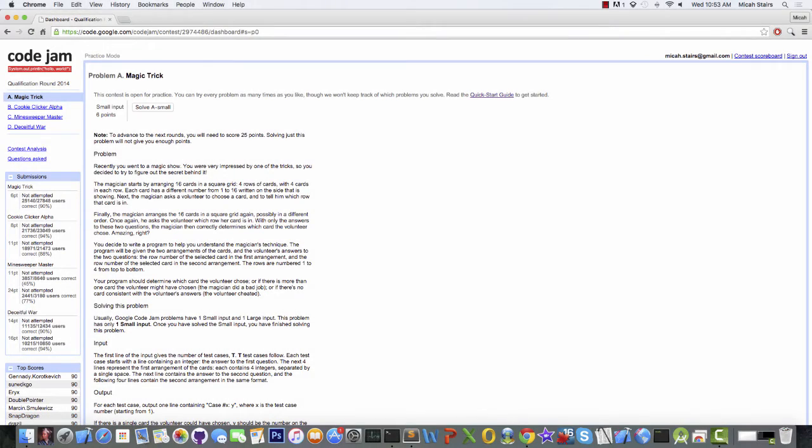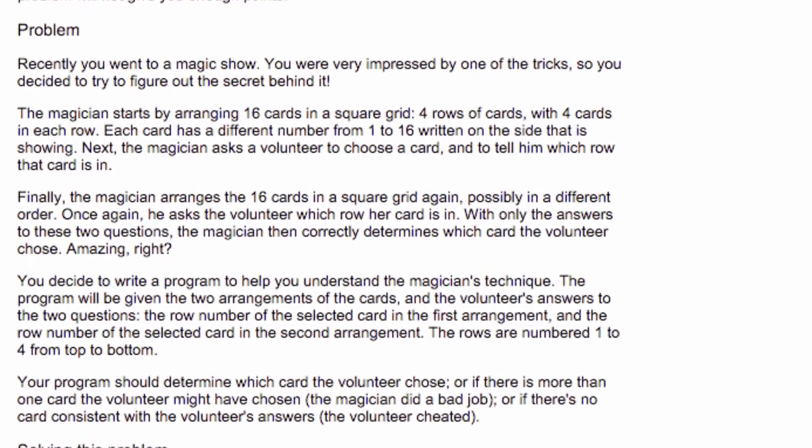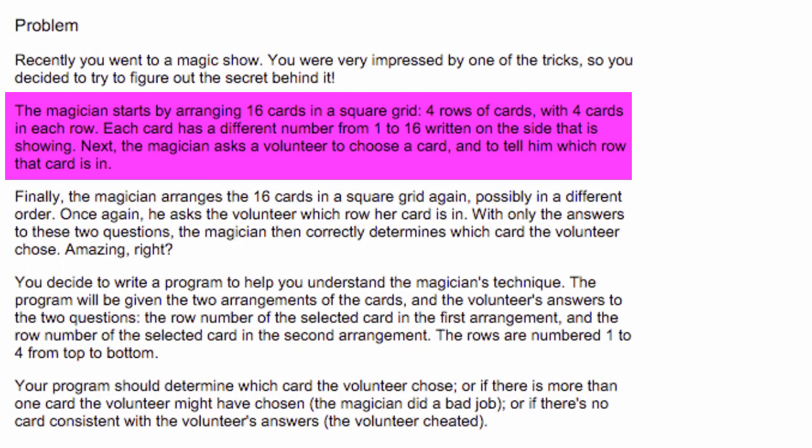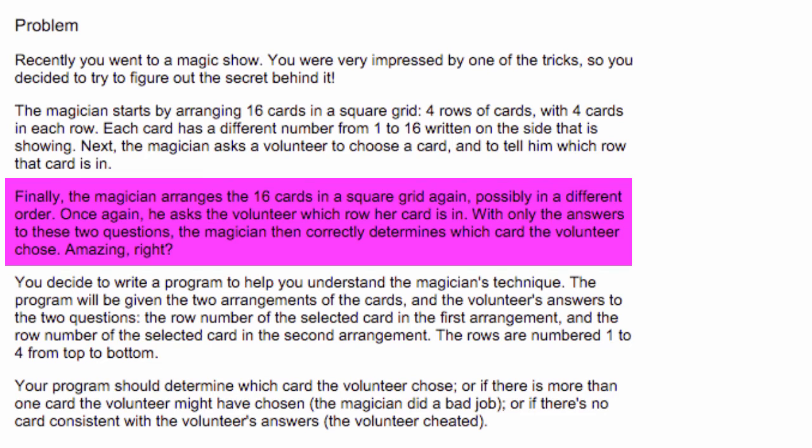Hello, today we're going to be looking at a logic problem from Google Code Jam called Magic Trick. The idea behind this problem is that there's a magician who arranges 16 cards into a square grid, and he asks a volunteer to choose a card and tell him which row that card is in. So the magician rearranges the cards and asks the volunteer again the same question: which row is the card in? And then with the answers to these two questions, the magician can determine which card the volunteer chose.